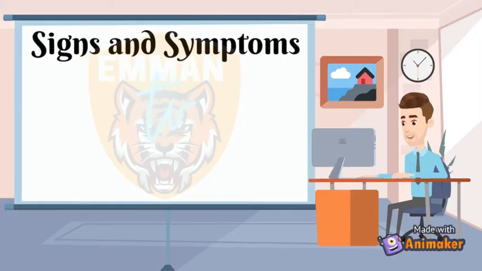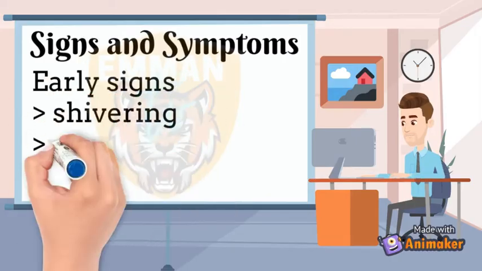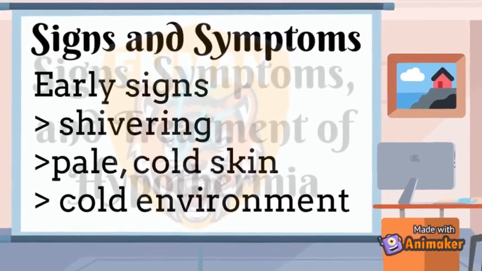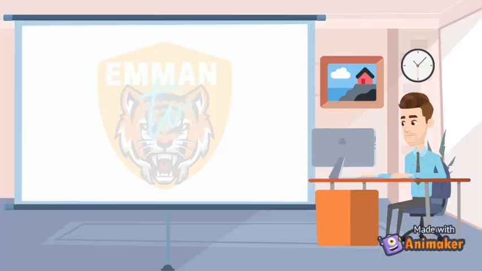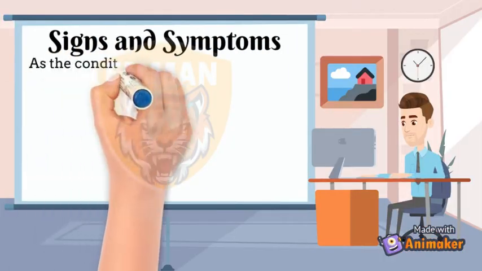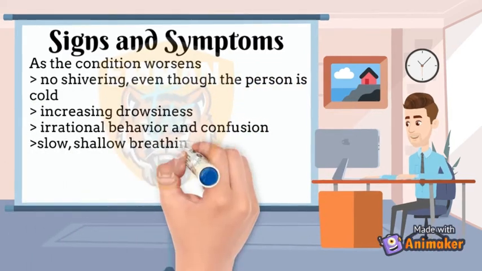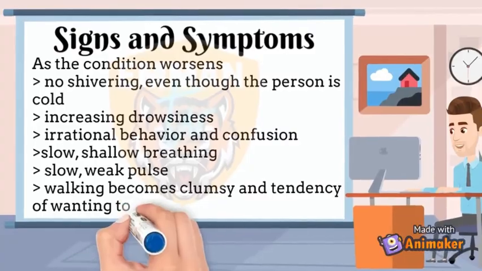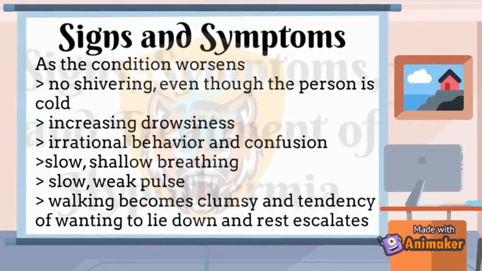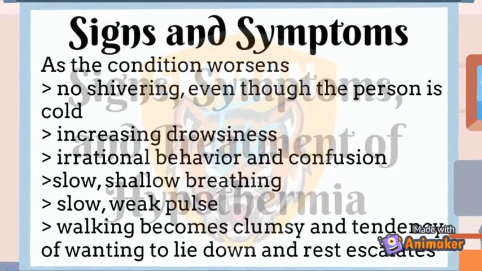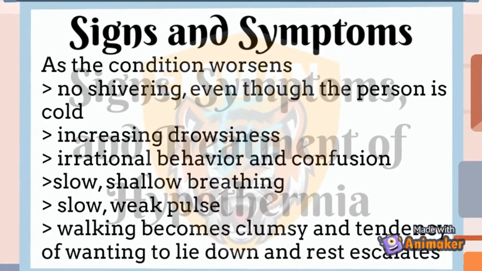Signs and symptoms. Early signs: shivering, pale, cold skin, cold environment. As the condition worsens, no shivering, even though the person is cold. Increasing drowsiness, irrational behavior and confusion. Slow, shallow breathing. Slow, weak pulse. Walking becomes clumsy and the tendency of wanting to lie down and rest escalates.